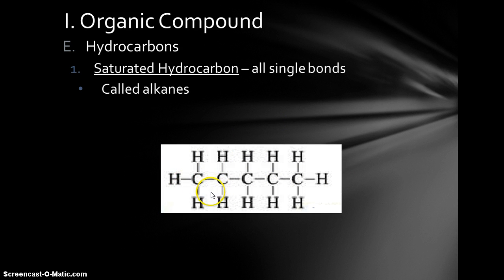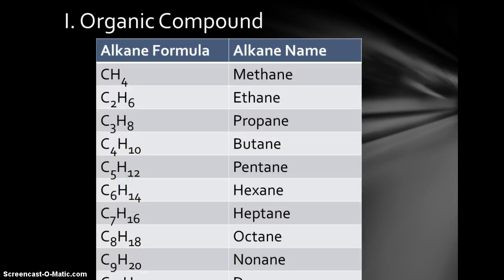That was back from a few chapters ago. Single bond just means they're sharing 2 electrons, and 1 dash means a single bond. So these all have single bonds, so it's a saturated hydrocarbon, and that's called an alkane. These are your saturated hydrocarbons.